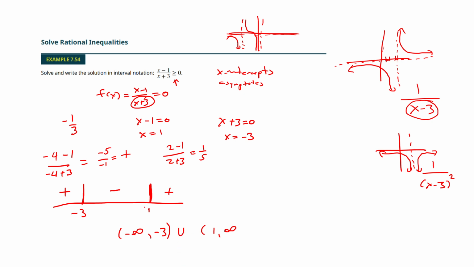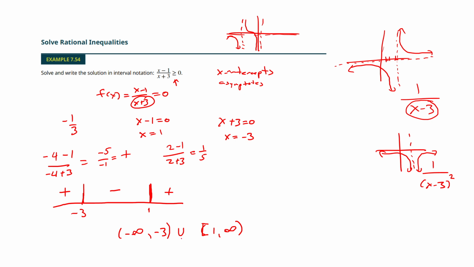Now, here's where I messed up. At 1, could this have been equal to 0? Yes. We said that was an intercept, and so that would be the point where it's changing over from positive to negative. So it is possible to be 0 there, and so we should have said a bracket. Okay, so here are the locations where it could be greater than or equal to 0.